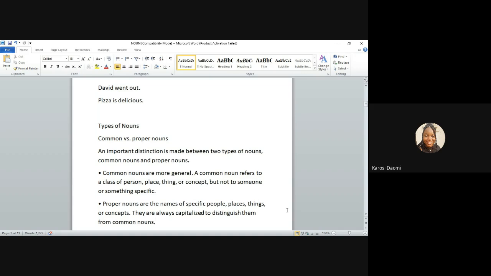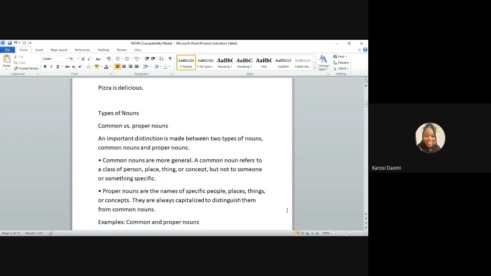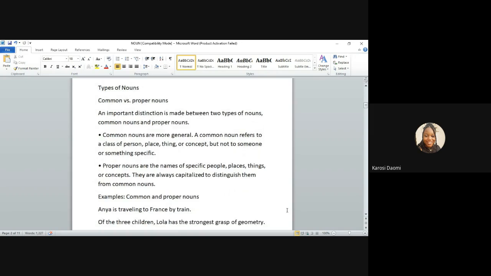That's a common noun. Then when you come to proper nouns, these are specific names that you give to people, places, things, or concepts. And they're always capitalized to distinguish them from common nouns. Now, the name that you were given at birth by your parents is a proper noun. That's the specific name that you are identified by. For example, my name is Karosi. That's my specific name. So that is a proper noun. Whatever your name is, that's a proper noun.